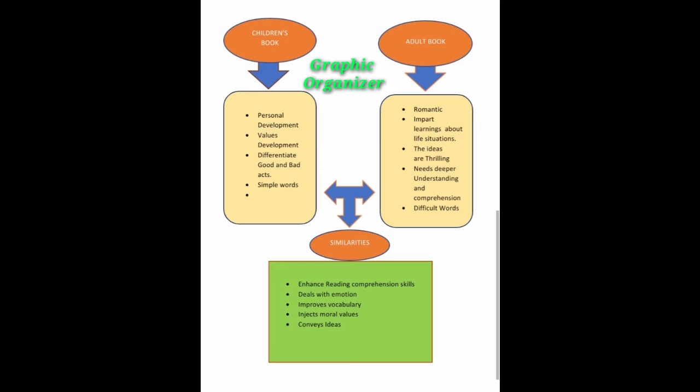Basically, children's books include the development of the child in personal, values, and moral aspects since it is needed for children to become better citizens in the near future. Some or most of a children's book shows the good things and bad things with their consequences. It develops the ability to correct right from wrong. It uses simple words so that children will understand what has been written in the book.